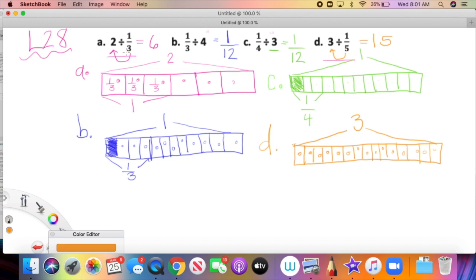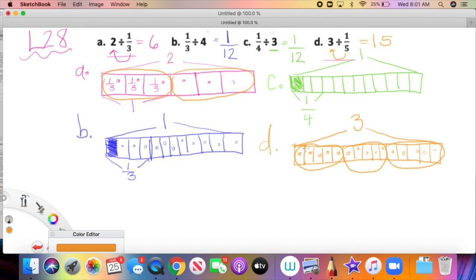Did anyone else notice that 3 times 2 is 6? Did anyone else notice that 5 times 3 is 15? Here's why that works. What we did here is we made 3 copies of 2 wholes when we were modeling. Here in our 3, we made 5 copies of 3.